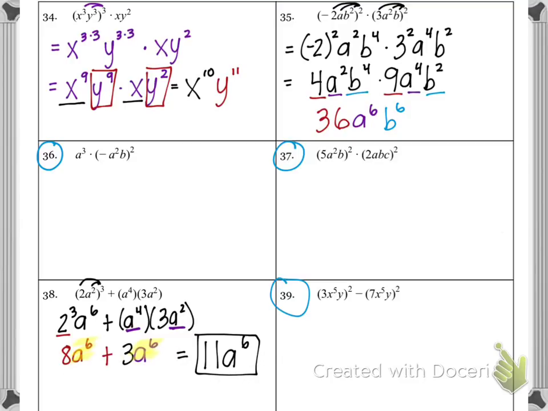Okay, so I know it's a lot of rules, but try the ones that we circled. If you don't understand, Ms. K and I are going to come around and help you.